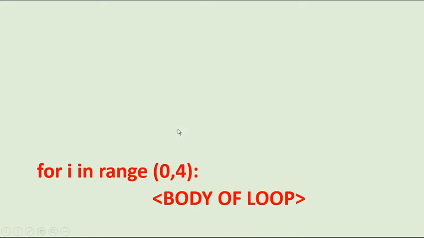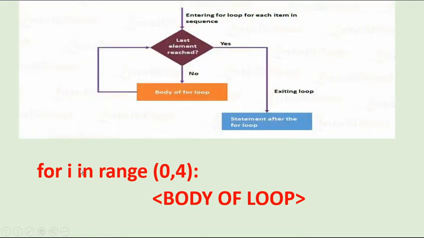Now, suppose this is the syntax of for loop, let us go through how it flows. Here is the flow chart of the for loop. So when a for loop is written, then initially what happens? When we write for i in range(0, 4), then what happens? The for loop first checks whether the value of i is less than 4 or not. If it is less than 4, then only it will enter the body of the loop. And the moment the value of i reaches 4, the loop will terminate.